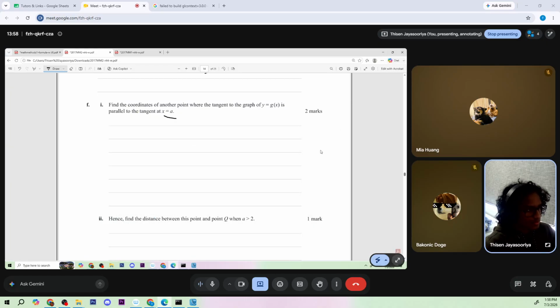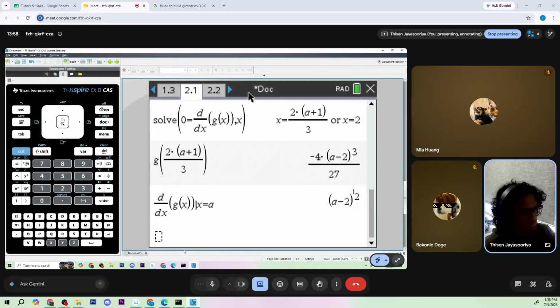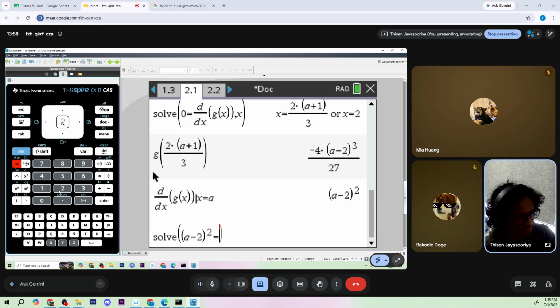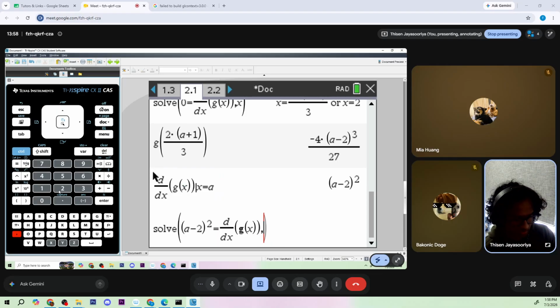Here what I do is I do g dash of x equals (a take away 2) squared. So that means x equals here, right? If I go into my calculator, I do menu 3, 1, and I go this equals here. I'm just going to do this g of x, comma x.